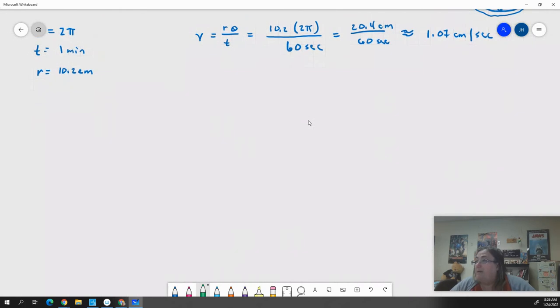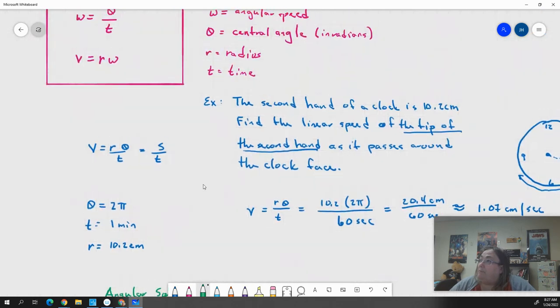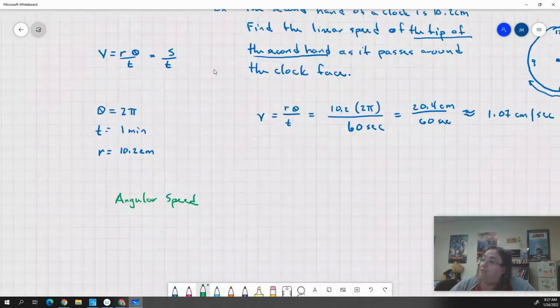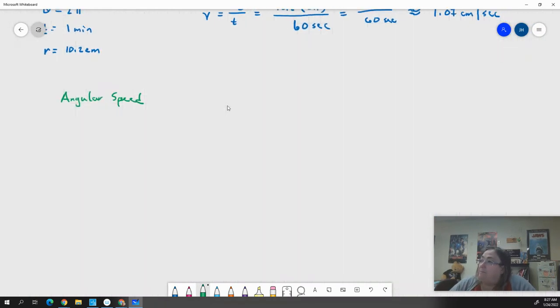So when we're talking about angular speed, we'll do an angular speed problem. We want to talk about our omega. Omega equals the central angle over time. This funky W that I can never draw equals theta over time. Central angle over time.